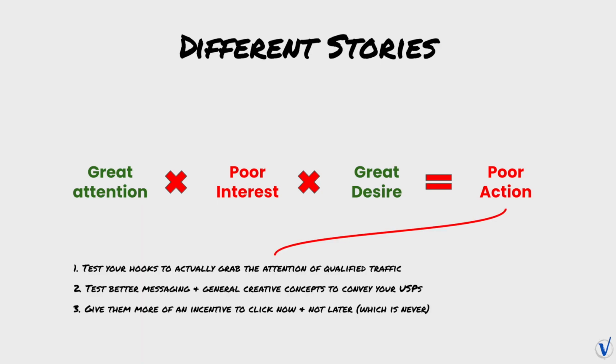So there are 3 things that I would really go ahead and test, and that this particular data hierarchy tells me. The first one is test your hooks to actually grab the attention of qualified traffic. This is a big one that I see a lot of brands doing. They have understood the importance of a hook in the first 3 seconds of your video, but then they think, okay, let's just hack the game and make something clickbaity and skyrocket that attention and thumb stop ratio, but that ultimately attracts people that are not necessarily qualified to buy with you, nor to click through your ad.